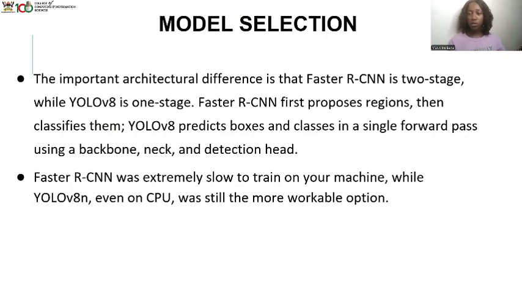So we are talking about model selection. We are done looking at the Faster RCNN and also the YOLO V8. So we want to make a comparison between them so that we can choose the best for our project, our AI scalp detection system.